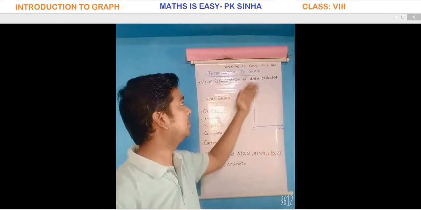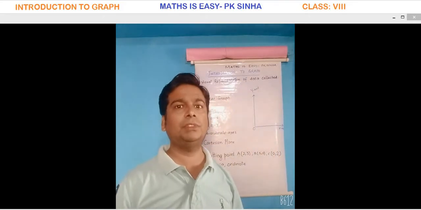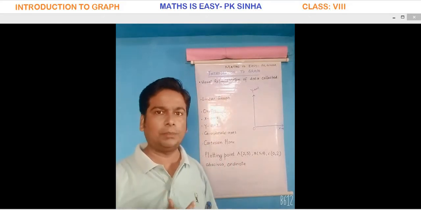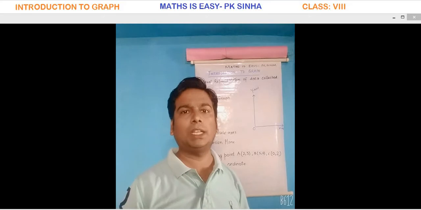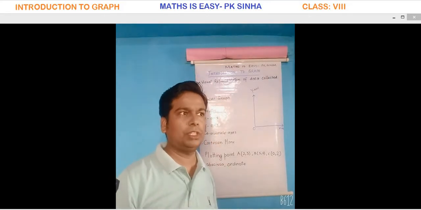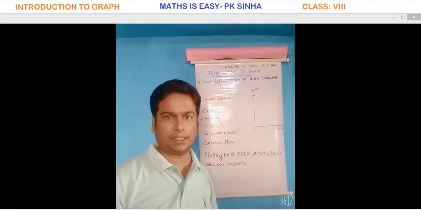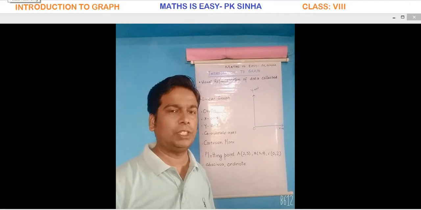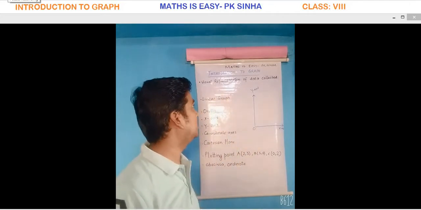First is visual representation of data. Visual means images, pictures, diagrams. So the things which are shown by diagrams, pictures, images are called visual representation. So we are understanding the data in the form of a graph diagram. That is why it is called visual representation.